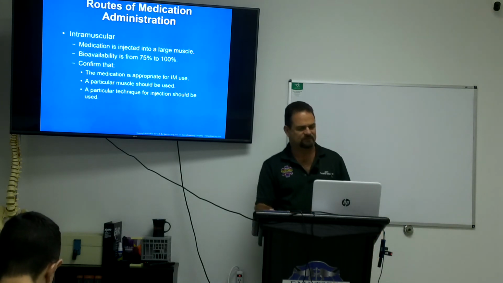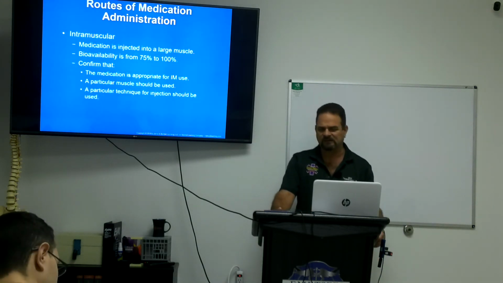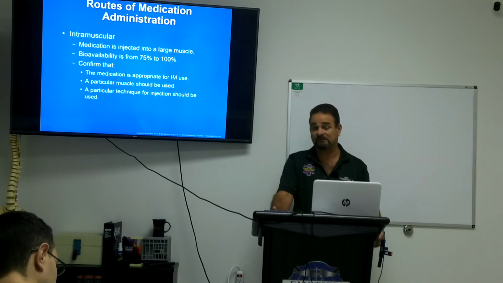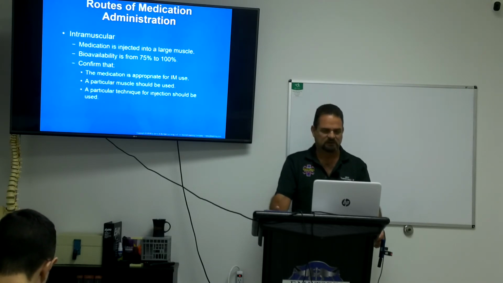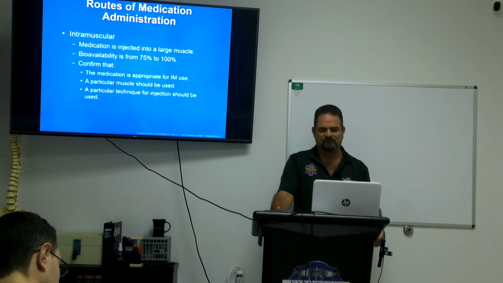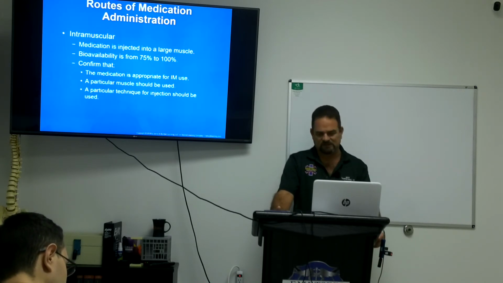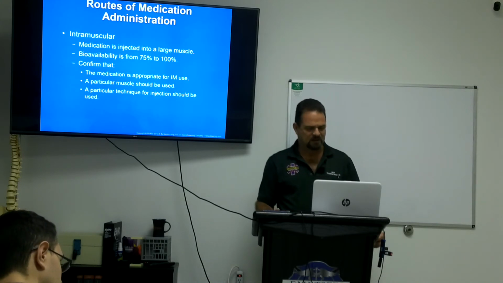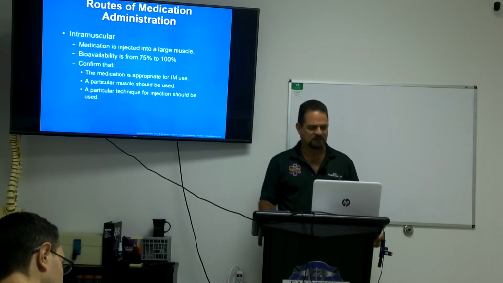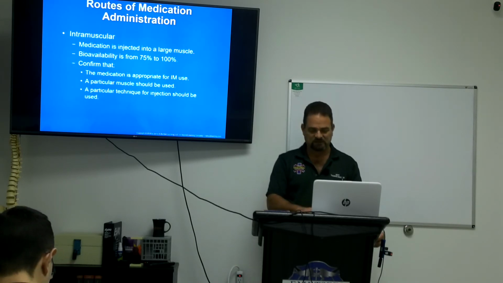Then you have intramuscular. Intramuscular is a sterile medication that is injected into one of the patient's larger muscles. It's used when IV access cannot be established or when the clinical situation requires immediate medication administration. Medications have a bioavailability of about 75 to 100%, and there's a risk for a contaminated needle stick if the patient moves suddenly. Confirm the following: the medication is appropriate for IM use, which particular muscle should be used, and which particular technique for injection should be used.